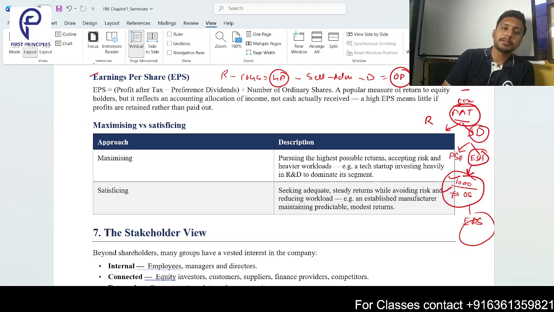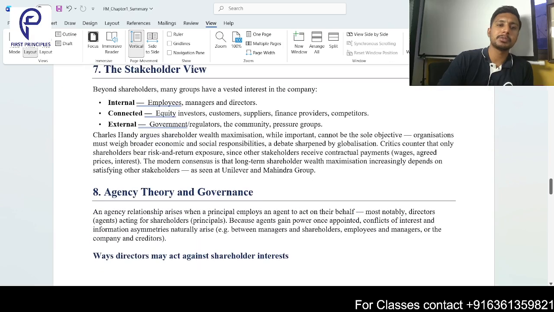Next, maximizing and satisfying. See, you cannot satisfy everyone's objective. So there's one group of people whose objectives you try to maximize, and another group of people whose objectives you just look to satisfy. You cannot maximize everyone's objectives. Okay, next is the stakeholder view.